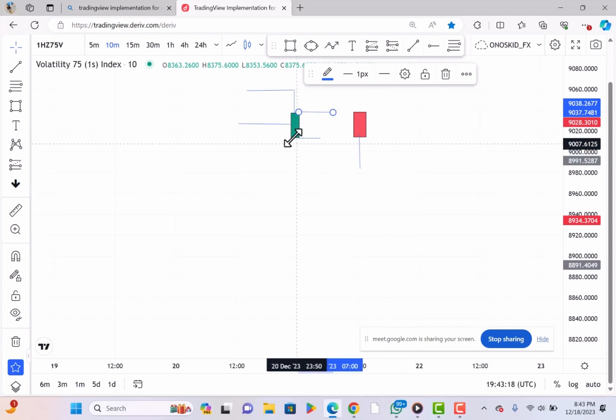For instance, this wick rejection I'm seeing here is telling me that there is also a presence of sellers. There are people at this particular point that are willing to push this price to the downside. So that is the significance of wick rejection.